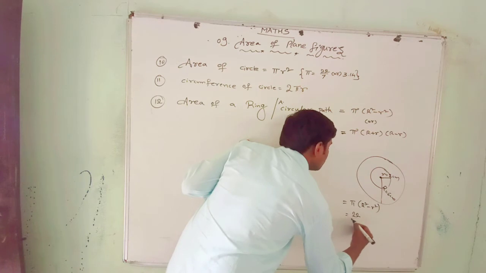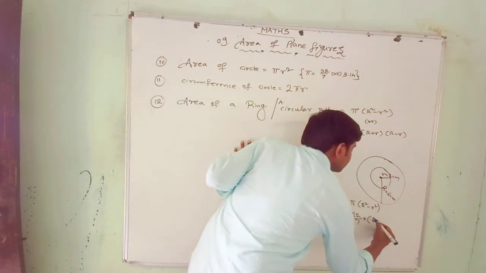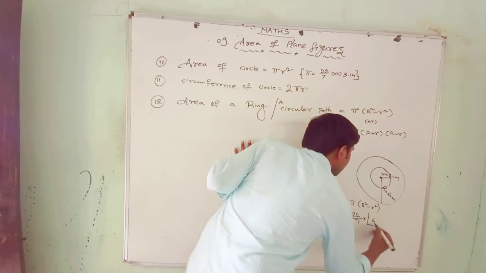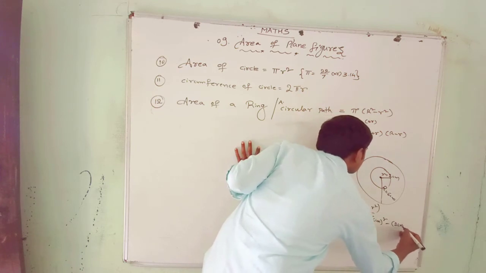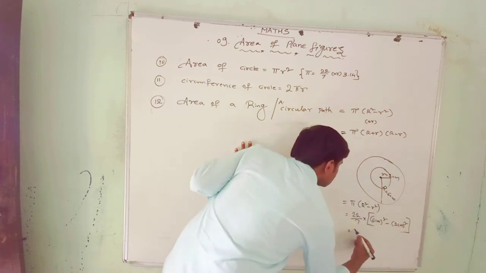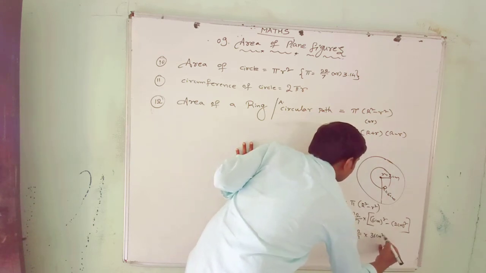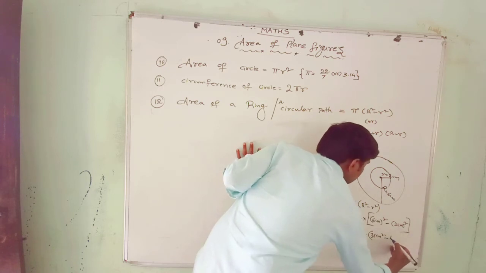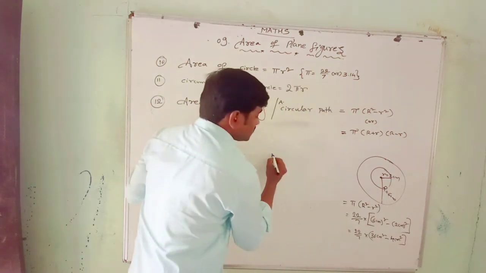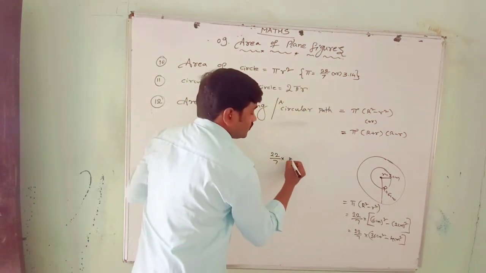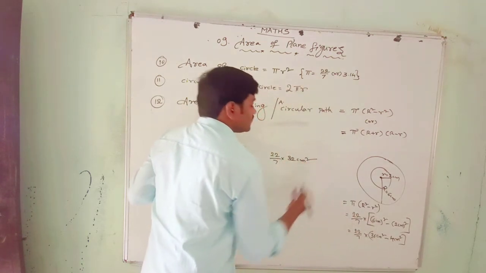So pi is 22 by 7 into capital R square, that is 6 centimeter whole square, minus small r square, which is 2 centimeter whole square. That is 22 by 7 into 6 square, that is 36 centimeter square, minus 2 square, that is 4 centimeter square. So we get here 22 by 7 into 36 minus 4, that is 32 centimeter square.